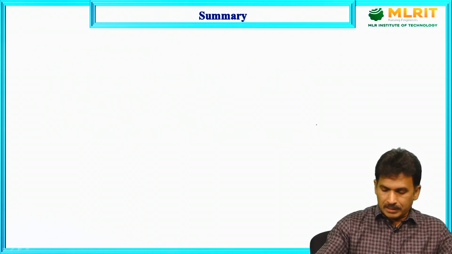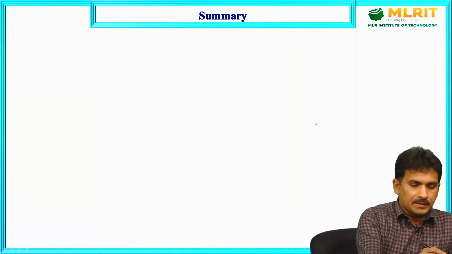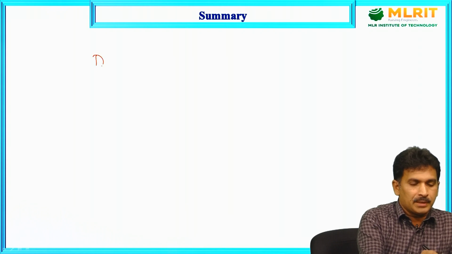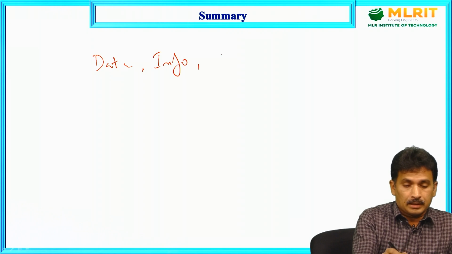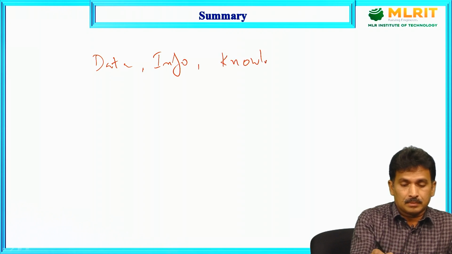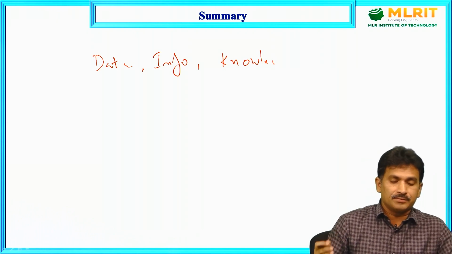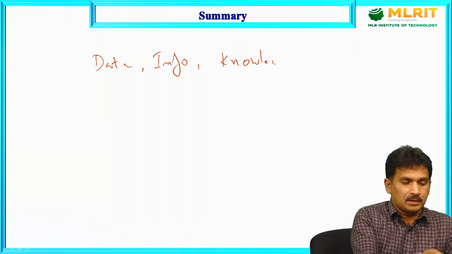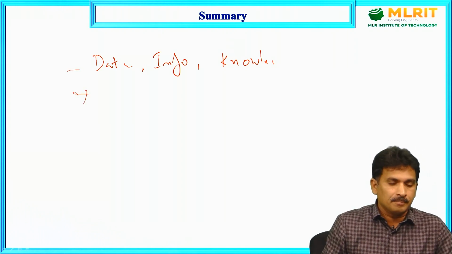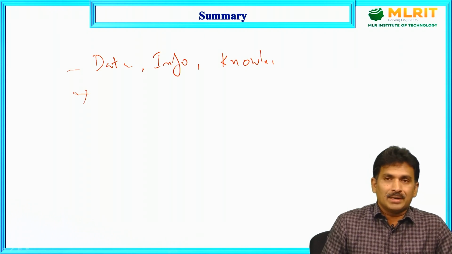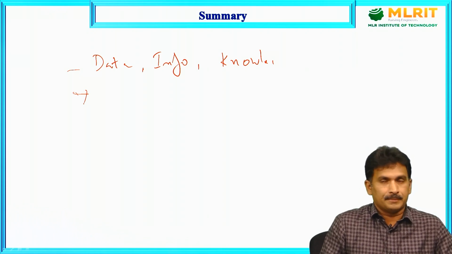So if you summarize what we have discussed now, we discussed the relationship between data, information, and knowledge. Without understanding the relationship between data, information, and knowledge, it is very difficult to understand the rest of the concepts in data mining, because as per the definition, data mining is knowledge discovery from data. So we should understand the difference between knowledge, information, and data.